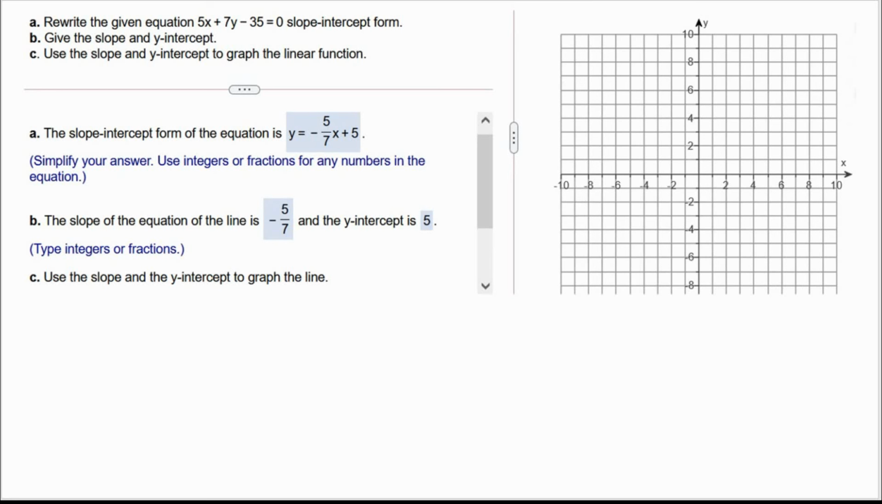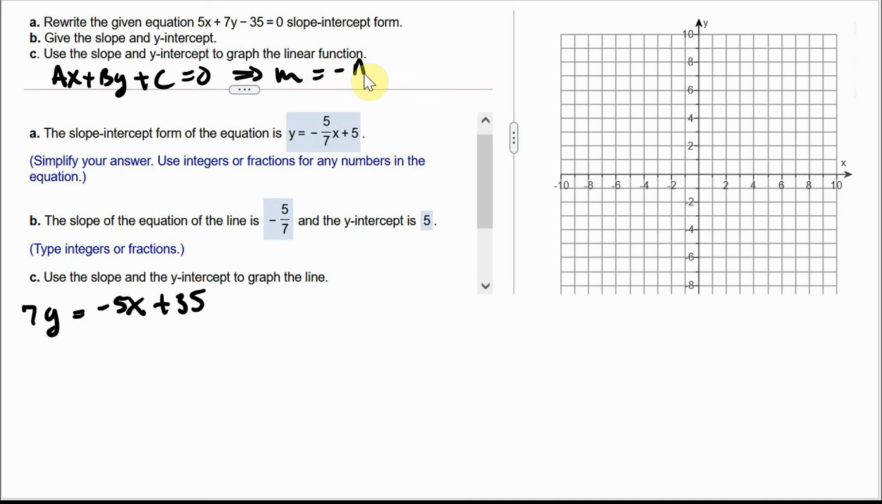To do that, I'm going to subtract 5x on both sides, and then add 35 on both sides. So I have 7y is equal to negative 5x plus 35. You remember I told you that if the equation is given as ax plus by plus c is equal to 0, this implies that the slope will be negative a over b. So the slope would be negative 5 over 7. Let's see how that works out.